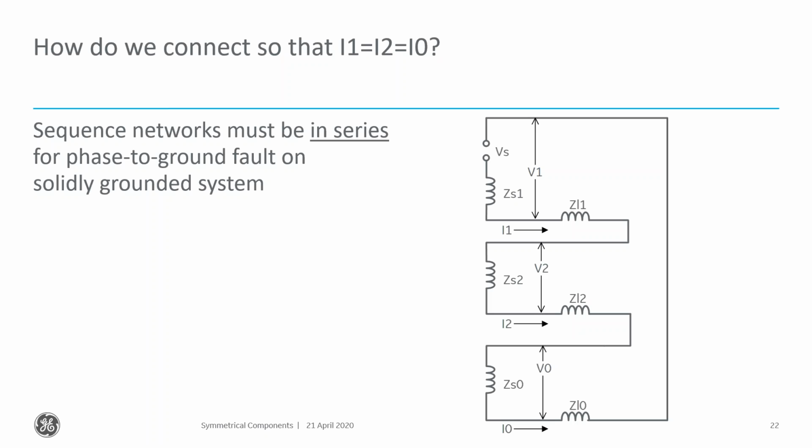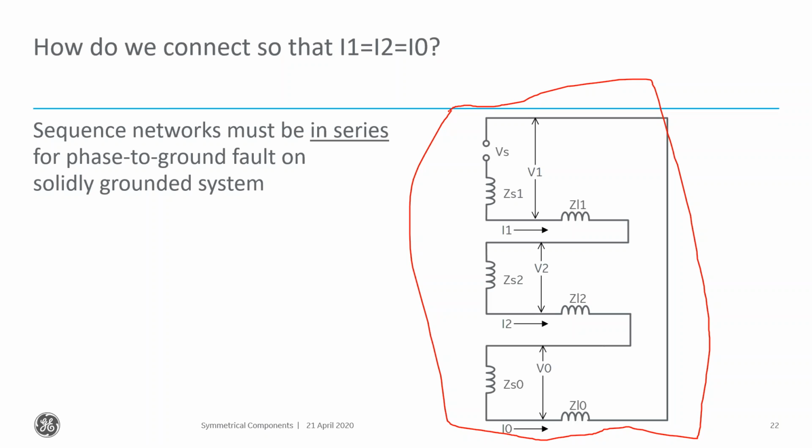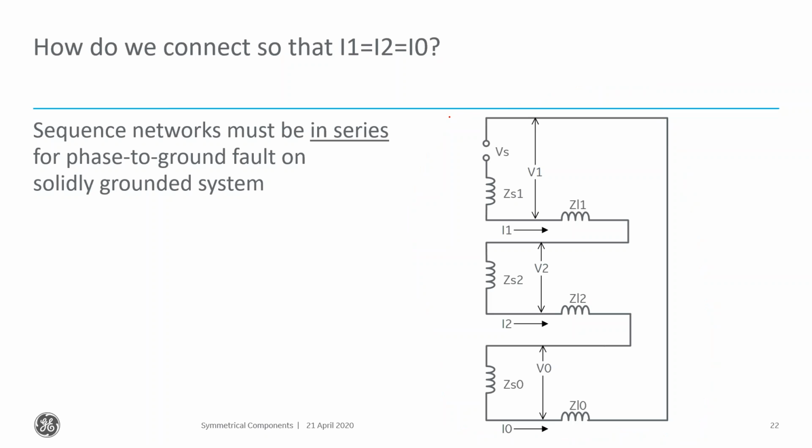But in reality, what we're really doing is calculating zero sequence current in our head. We know that zero sequence current has got to be going somewhere. It's going through the neutral to the ground. And so we know that this is what our network has to look like, because positive, negative, and zero sequence quantities are the same, right? So that's what the sequence networks look like on a solidly grounded system with a phase-to-ground fault.